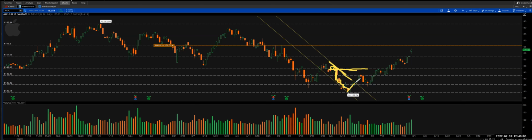Then it bounced up here, but it's still within a channel, but then you have to cover it because you know this is support right here, right? This is resistance, this is support, right? So you know you need to be able to get your positions on and take your positions off. That's your risk, that's your reward.